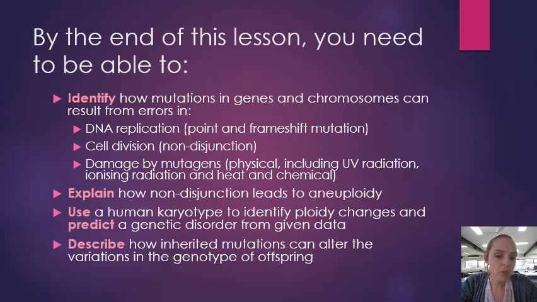Then from what you've learned about non-disjunction, you need to explain how that leads to aneuploidy, which is where we have incorrect numbers of chromosomes. You need to use a human karyotype, that's the chromosomal layout, to identify changes in chromosome number, and therefore predict a genetic disorder from that. And then you need to describe how inherited mutations can alter variations in the genotypes of offspring.